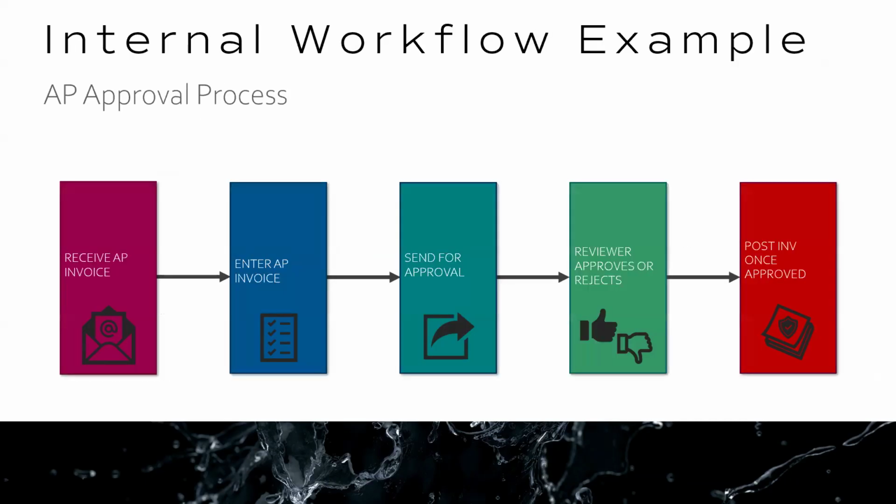So now let's look specifically at the internal workflow for AP approvals. What would generally happen is first we receive the invoice, we enter the invoice, and then we have the capability to send that for approval. The approver can then approve or reject the invoice. And then once the invoice has gone through the approval process, it will automatically post and then it becomes ready for payment. Are there any questions before I move on?